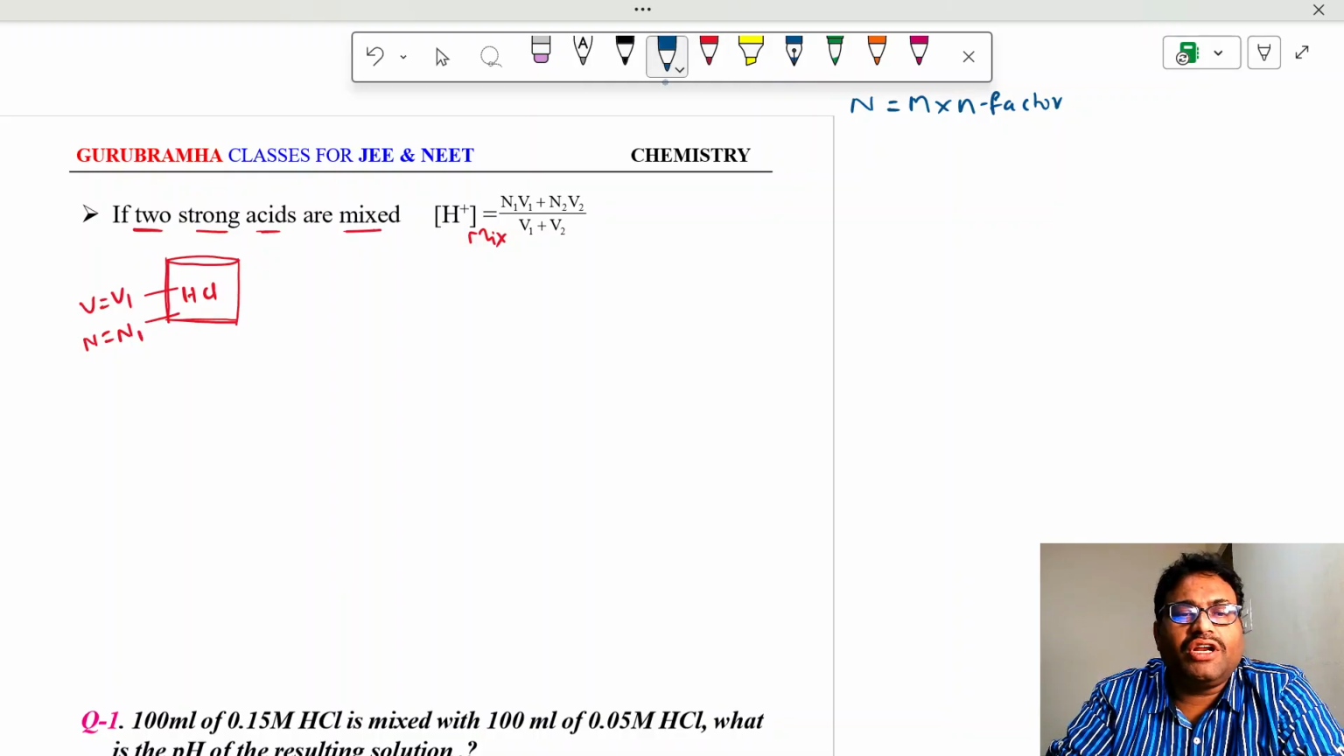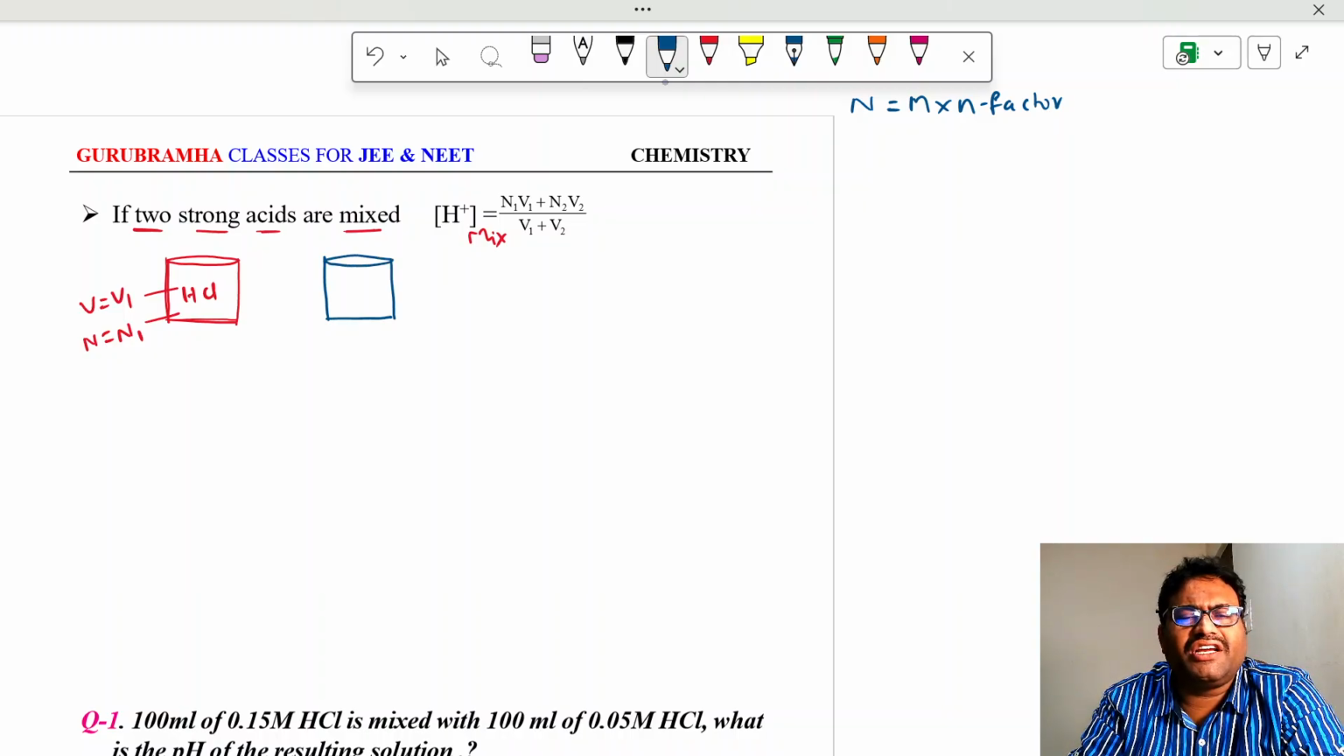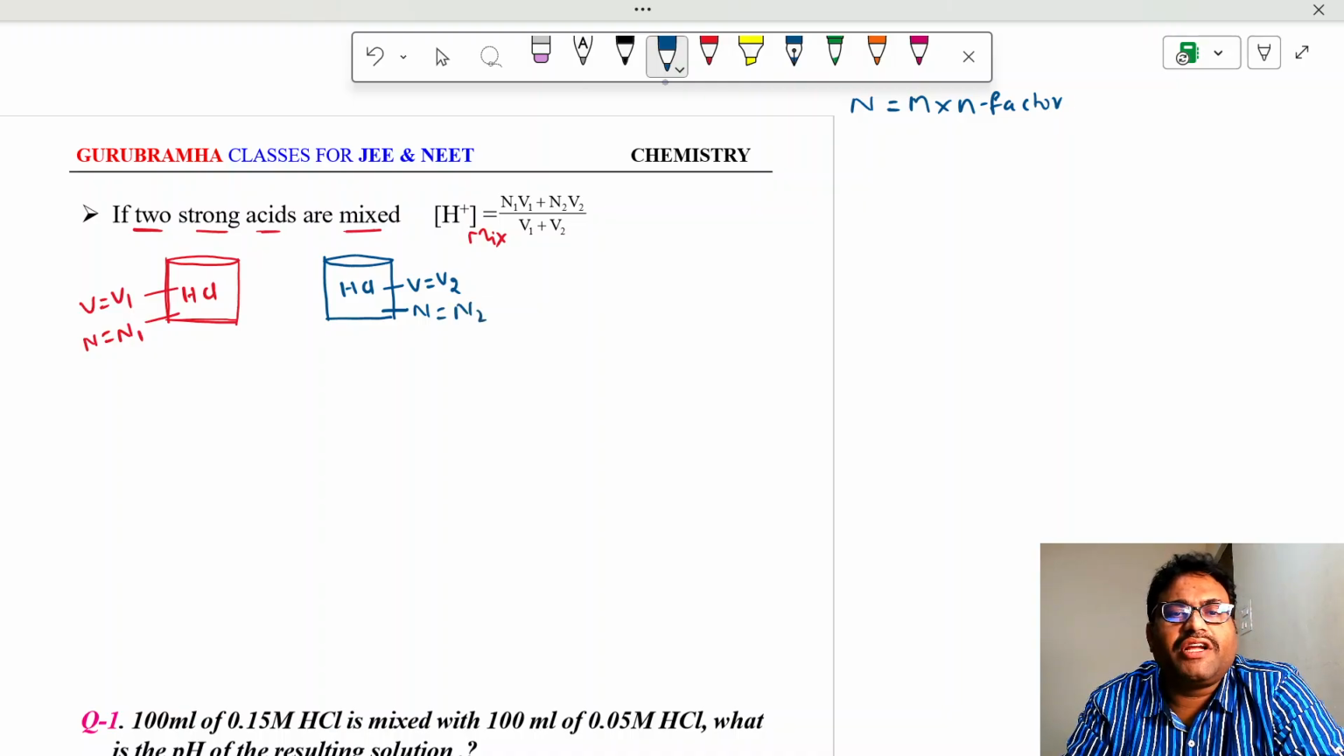So now there is another HCl solution. Or you can also take H2SO4, HNO3, whatever it is. So HCl, whose volume is equal to V2, whose normality is equal to N2. V1, V2 can be same, N1, N2 can be same or different. It doesn't matter.